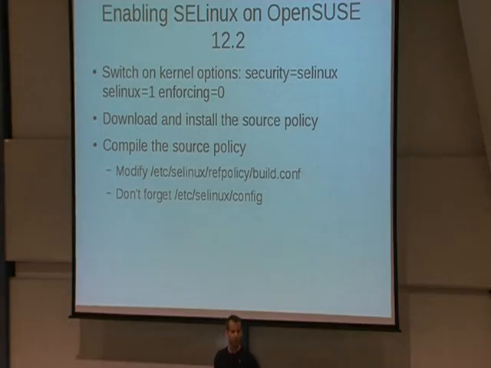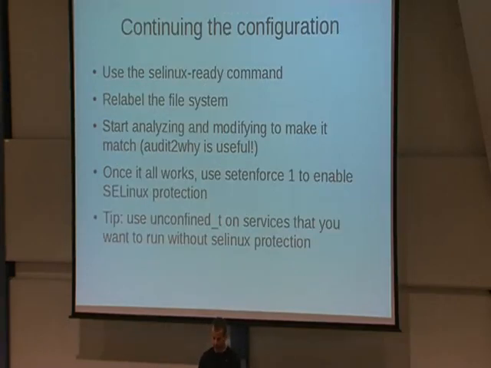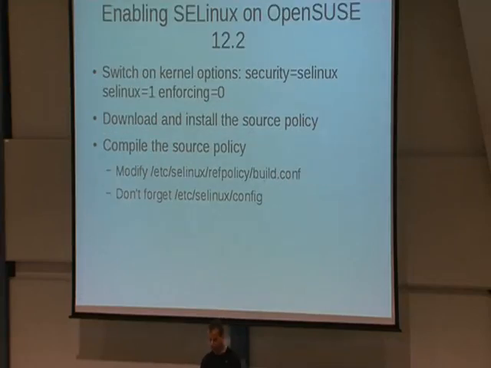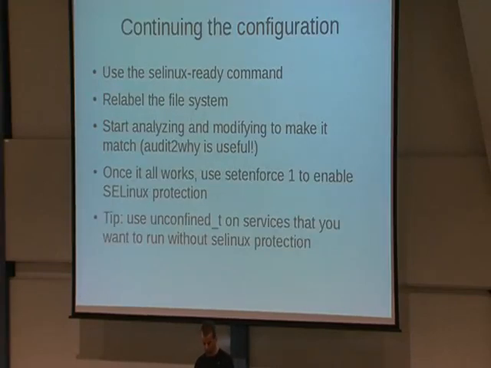Then you need a policy. What I recommend you to do is to download a source file containing the policy sources and compile them yourselves. In order to do that, build.conf is an important configuration file. In the build.conf, you tell the SELinux make command that you want to work with a modular policy. And next, you can continue the configuration.